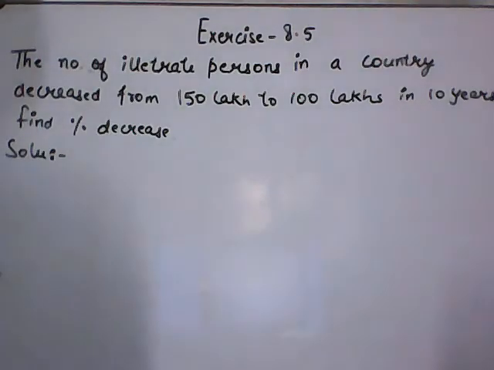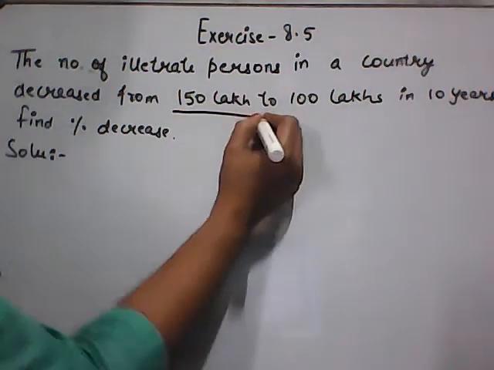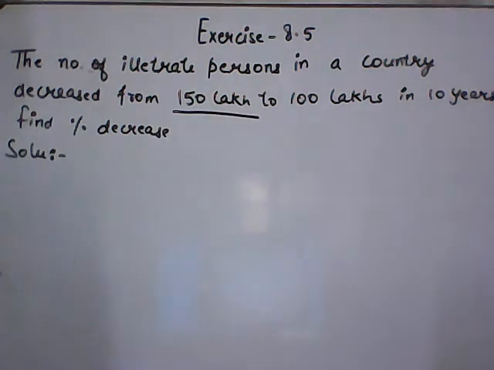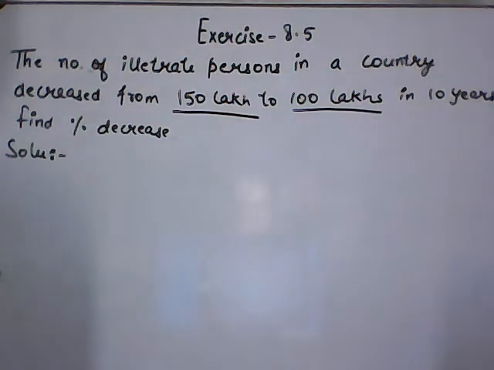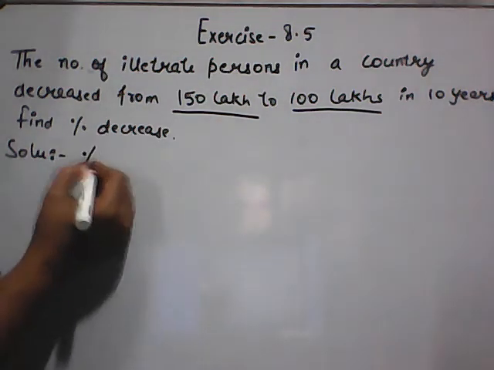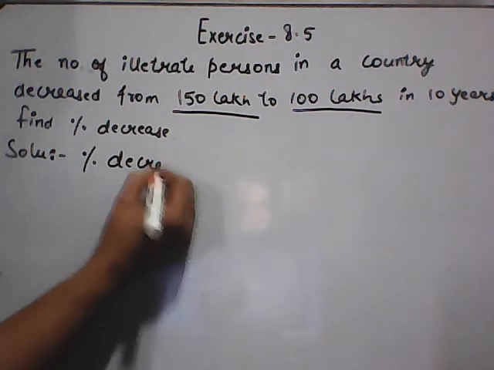In this question, the number of illiterate persons in a country decreased from 150 lakh to 100 lakh in 10 years. You have to calculate the percentage decrease. Here, 10 years ago, there were 150 lakh. After 10 years, it decreased from 150 to 100 lakh. Now, here old value is greater than the new value, so there is a decrease. You have to calculate the percentage decrease. How can we calculate the percentage decrease?